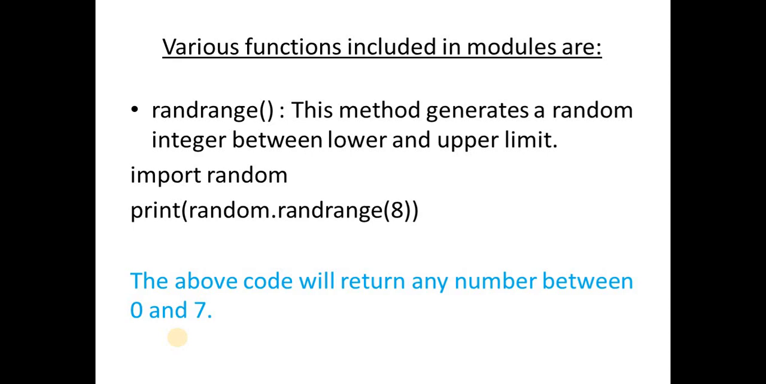For example, I will show here. Here we have done import random, print random dot randrange 8. See here, it is mandatory to write the import random statement, otherwise we cannot use the functions which are already there in the random module. And this is what we call dot notation, because we are using random dot randrange. So this statement will simply generate any number between 0 and 7. The last number, that is 8, will not be included here.